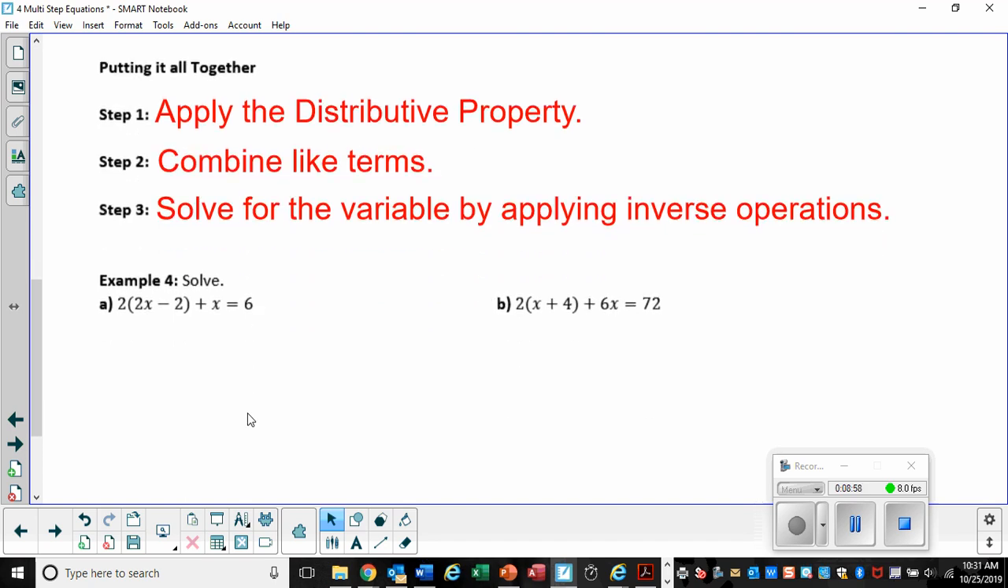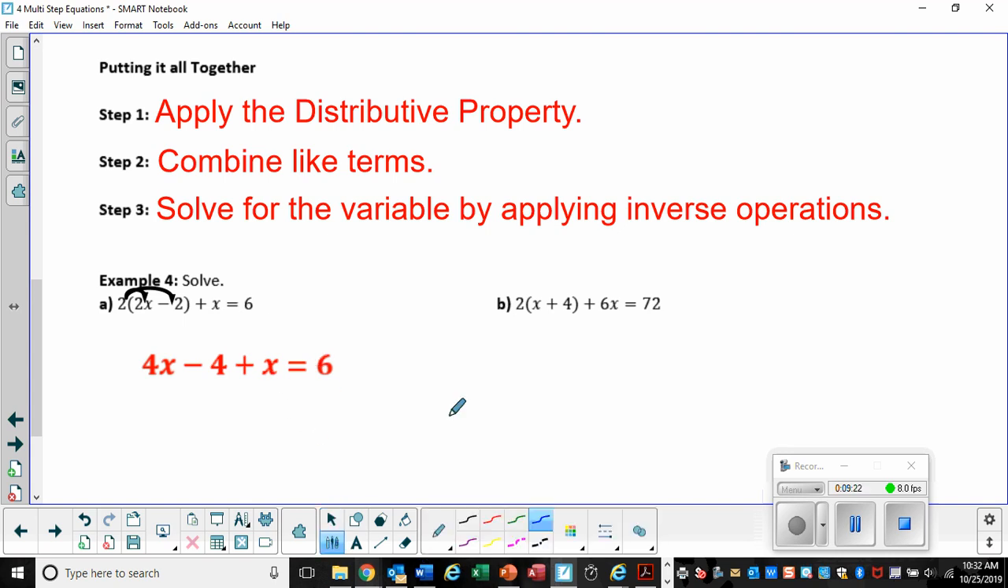Example 4, I'm just going to go ahead and solve. So the very first thing I need to do is distribute. So I'm going to take that 2, and I'm going to multiply it by the 2x. And I'm going to multiply it by the negative 2. Okay? So I do that first. And I get 4x minus 4, and then I bring down the plus x on the end, equals 6.